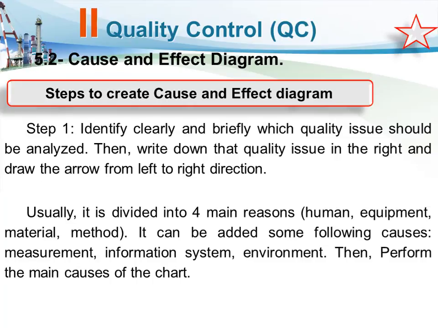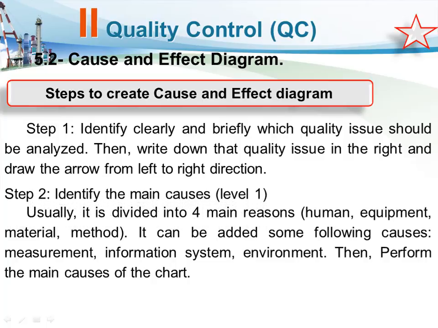Steps to create cause and effect diagram. Step 1. Identify clearly and briefly which quality issue should be analyzed. Then write down that quality issue on the right and draw the arrow from left to right direction. Step 2. Identify the main causes. Level 1. Usually it divides into 4 main reasons: human, equipment, material, method. Some following causes can be added: measurement, information system, environment. Then perform the main causes of the chart.